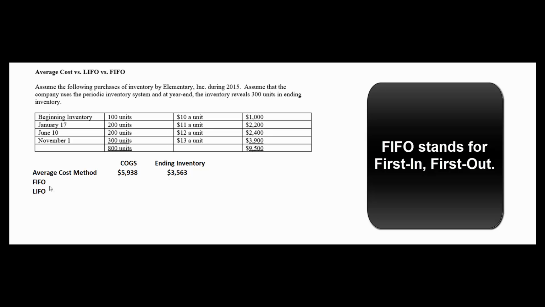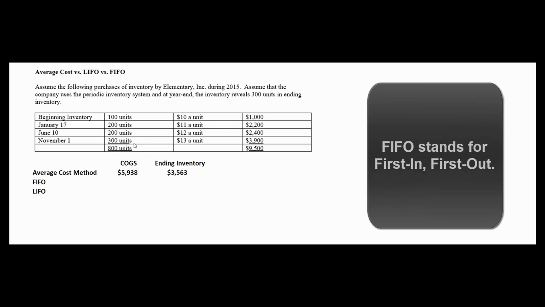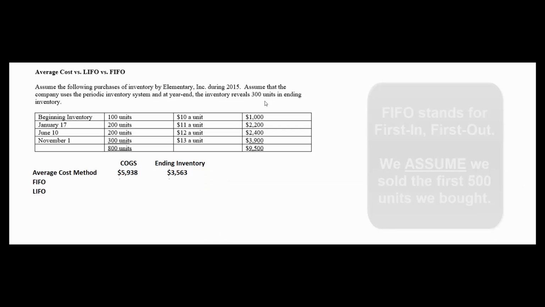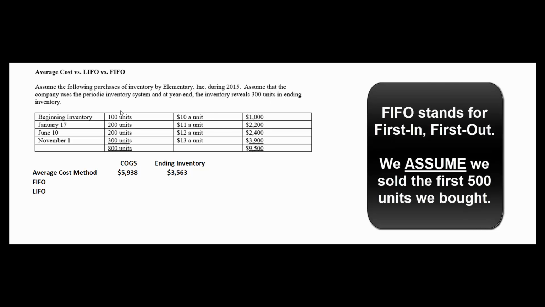First in, first out. We took an inventory of the 800 units available for sale. 300 units were left. That means we must have sold 500 units. Well, which units did we sell? This layer got sold. This layer got sold. 100 plus 200 takes care of 300. And this third layer got sold.